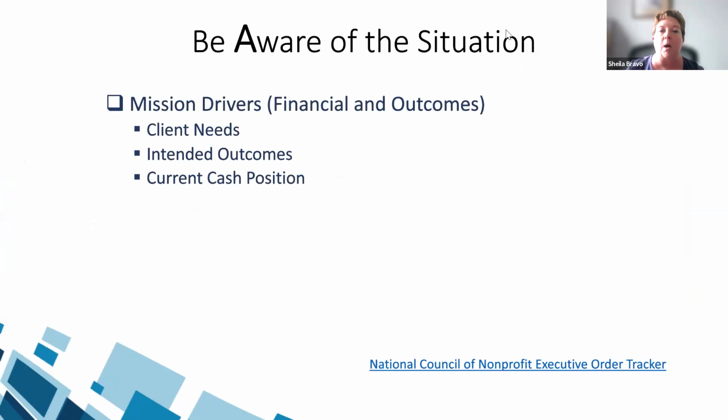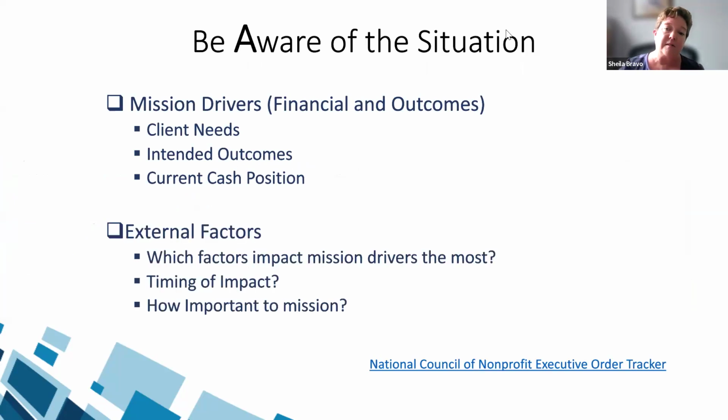So the first section is about being aware, and we look at it in 2 dimensions, as I mentioned, thinking about what's happening on the ground and how that impacts your clients, being clear about who your clients are, what your intended outcomes are, and understanding your current cash position. That's one dimension. Then the other is looking at the external factors, which factors impact your mission the most. When could those factors impact your organization and how important they are to mission?